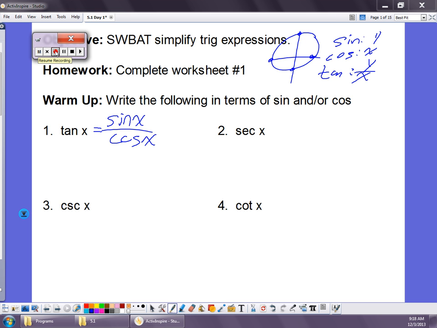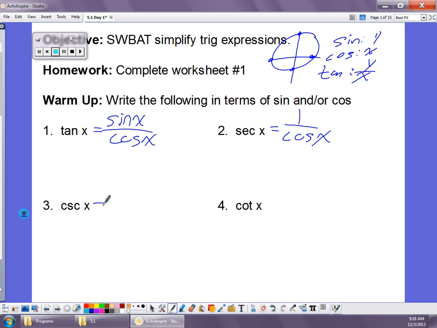Secant is just the reciprocal of cosine. When you take the reciprocal of something, what do you do? Right, flip it. So this is like secant over 1, so that would be 1 over cosine x. When you take the reciprocal, you just put it over 1, or 1 over it.